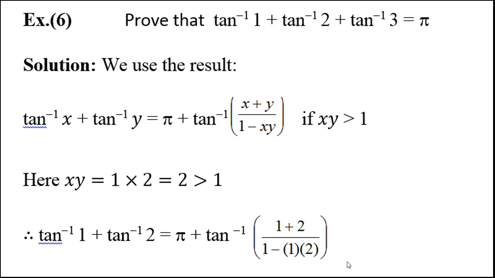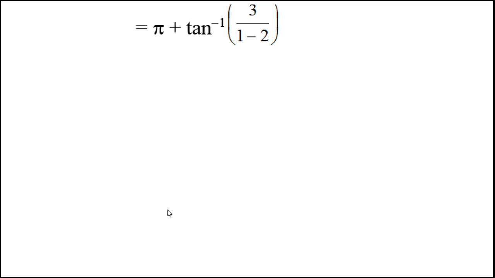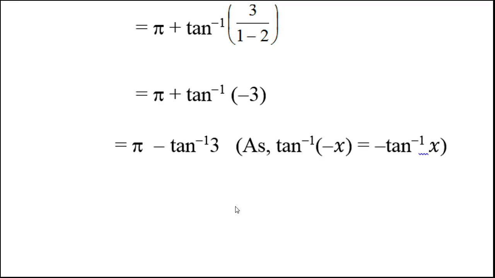Its simplification is 3, so I wrote pi plus tan inverse 3. In the numerator comes 3, but in the denominator a minus sign comes. That is why I am writing this as tan inverse minus 3. And tan inverse of minus x is equal to minus tan inverse x. So I took this minus sign outside.